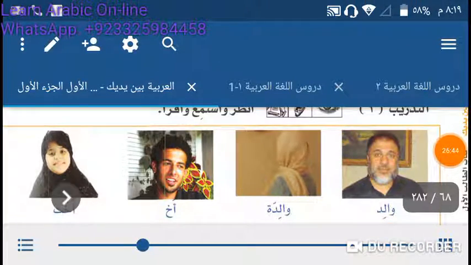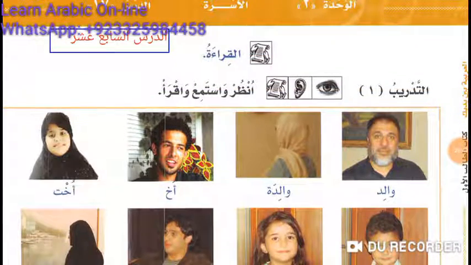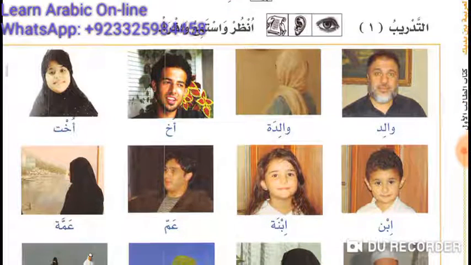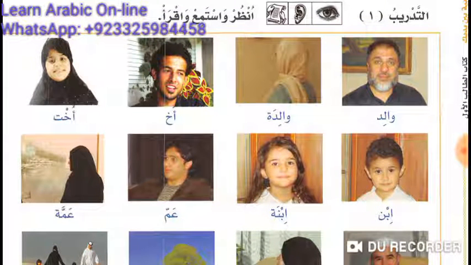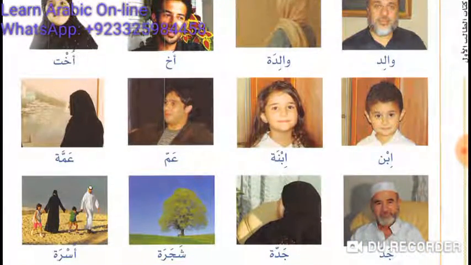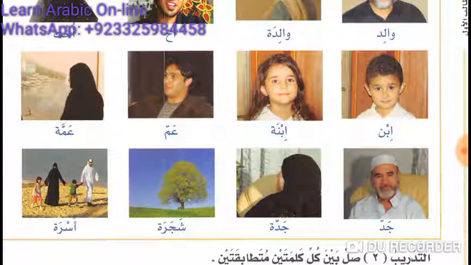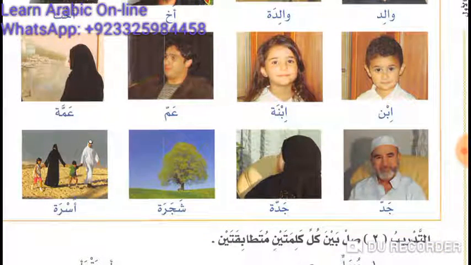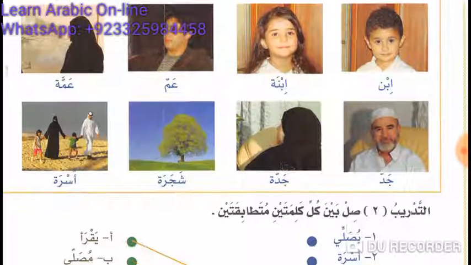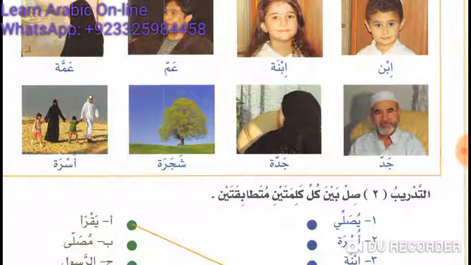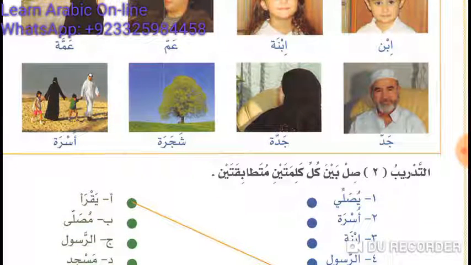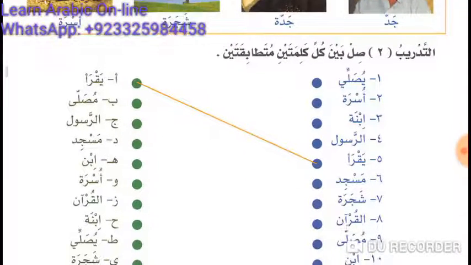17th lesson, Al-Qira'a, meaning reading. So start reading these words. Walid. Akh. Ibn. Ibna. Good. Am. Amma. Jed. Jedda. Shajara. And Usra. Good.